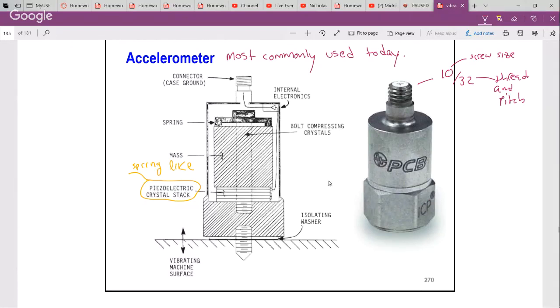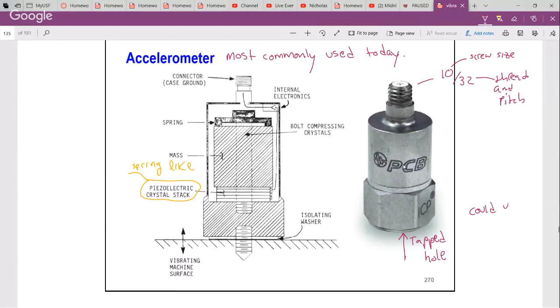It's usually a threaded hole on the bottom, and you can stud mount these into the structure, a more permanent installation. You can also attach these things with wax, which is what you do in lab 1. And then there are also magnet mounts, other mounts, thread-in, and attachment.